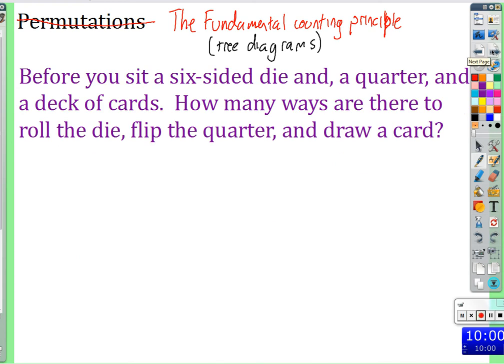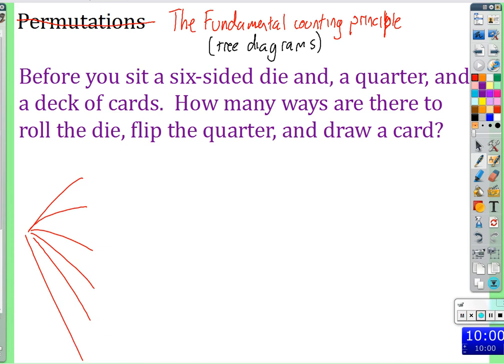So before you sit a six-sided die, a quarter, and a deck of cards. How many ways are there to roll a die, flip a quarter, and then draw a card? Before you shout out the answer, what's event A? What's the first thing that can happen? Roll a die. Okay, how many ways can that happen? Six.